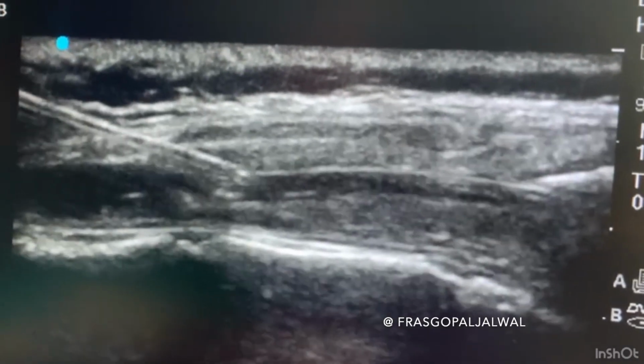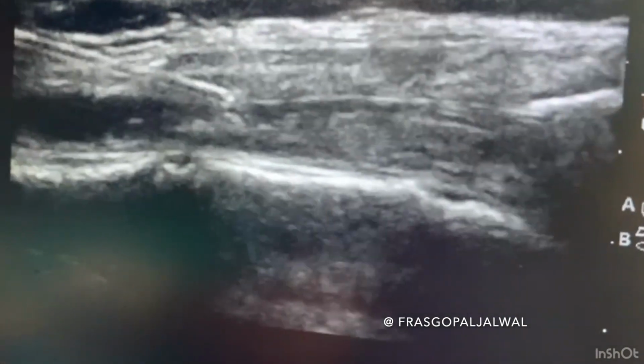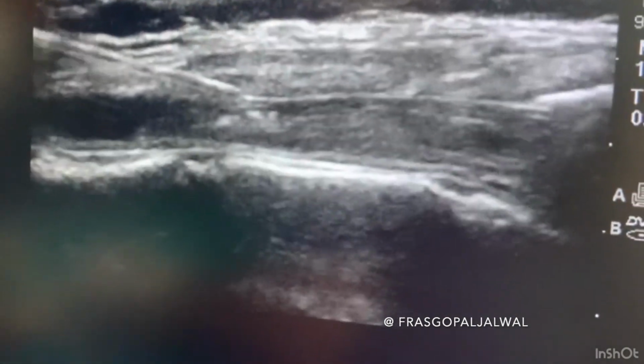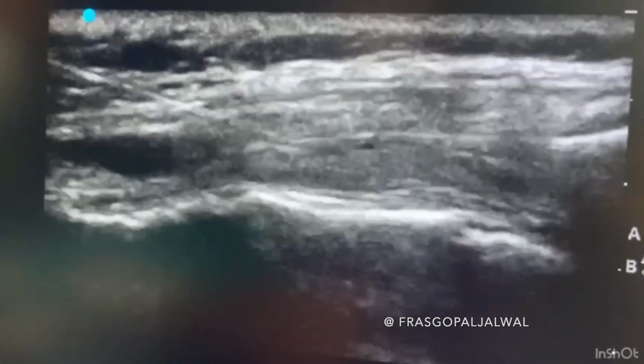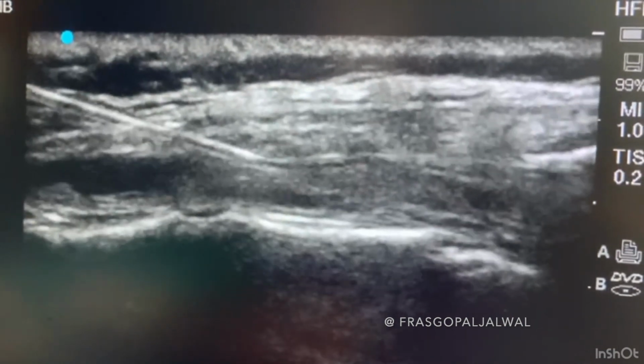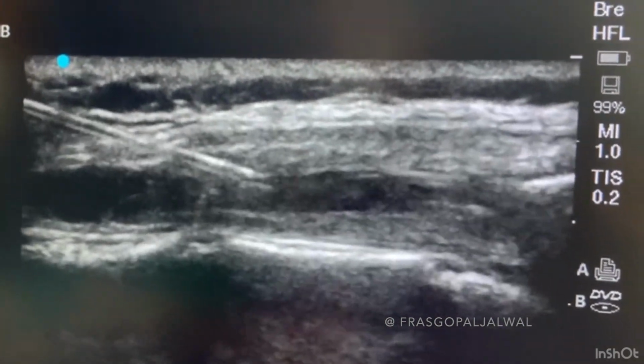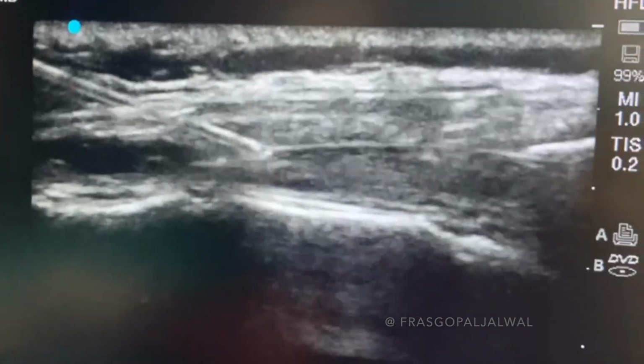Now you can see the needle. The dose of the local anesthetic depends on the patient's body weight and the surgery that is going to be performed.